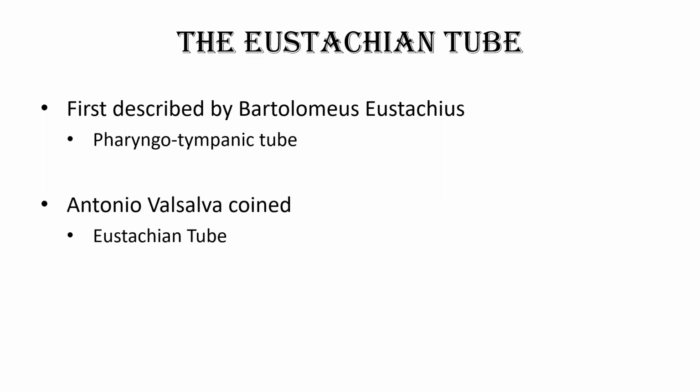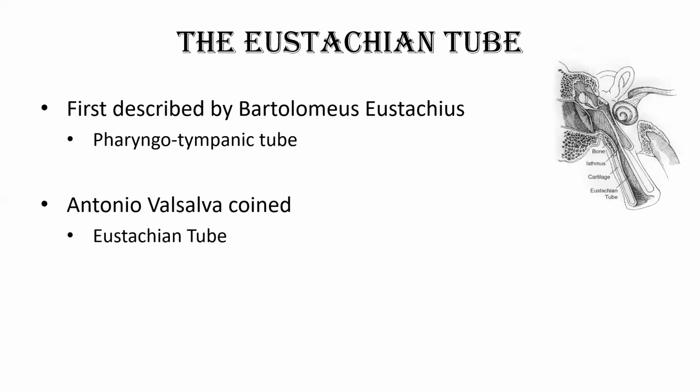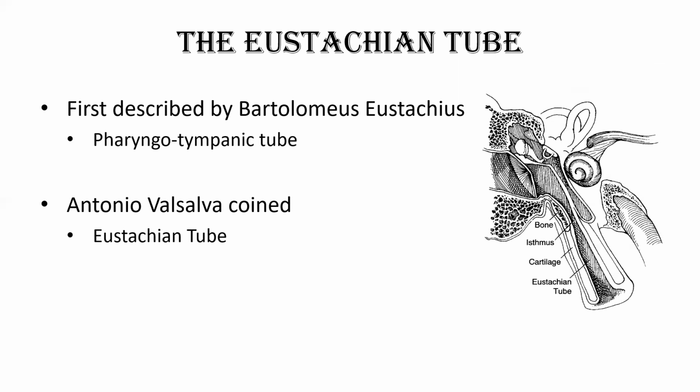Hi everyone. In this lecture, we are going to discuss the anatomy and function of the Eustachian tube. The Eustachian tube was first described by Bartholomeus Eustachius under the term pharyngotympanic tube, as this tube connects the tympanic cavity with the nasopharynx.